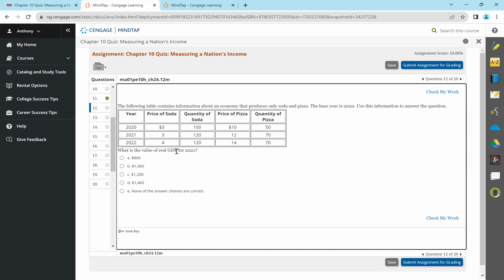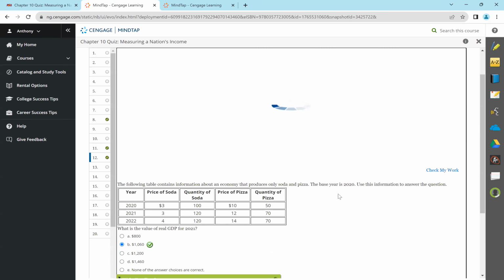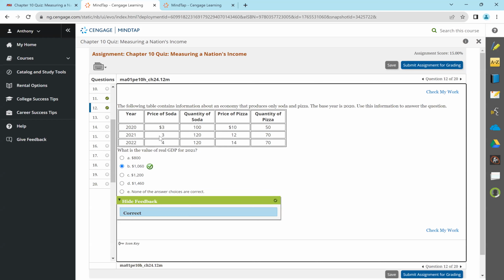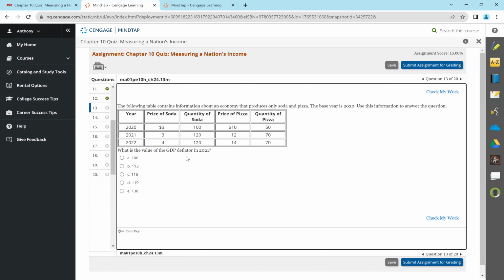Yeah, there it is. Real GDP uses the base year's prices and the current year's quantities. So in the first one, it doesn't matter. It's 3 times 120 again, but in the second one, it's 10 times 70, not 12 times 70. You go back to that price. I don't know why, but that's just the way they do it. And that is 1060. So you have to know the difference between real and nominal, and they're very easy to confuse, which is why I always go up and look.